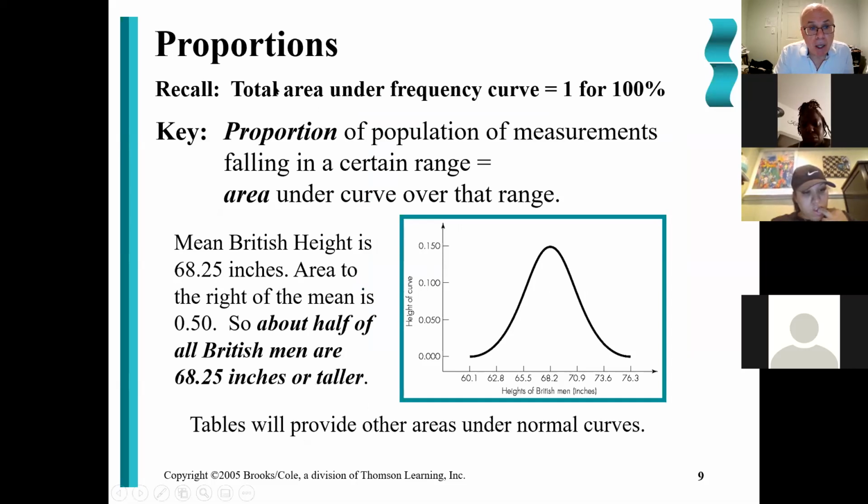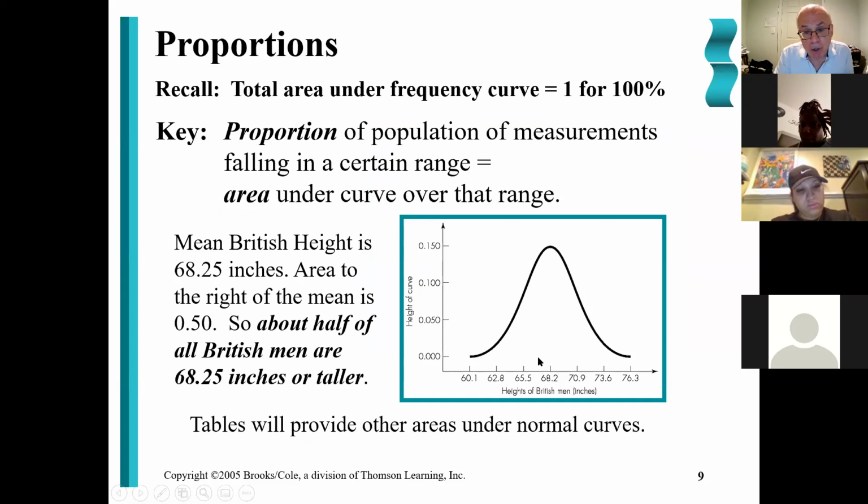Now, it says here that the total area under what they call a frequency curve, this is called a frequency curve, is 100%, right? Or 1 if we just do it as a decimal. The total area is 100%.